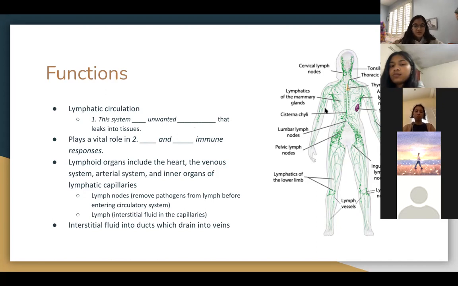So then you also have lymph nodes, which are groups of cells that remove pathogens from the lymph before it enters your circulatory system, because if there is anything toxic, you don't want it in your blood. And then lymph is basically just interstitial fluid, but once it's entered the capillaries. As I said before, your interstitial fluid becomes lymph when it drains into your lymphatic ducts and capillaries, which then drain into your veins.